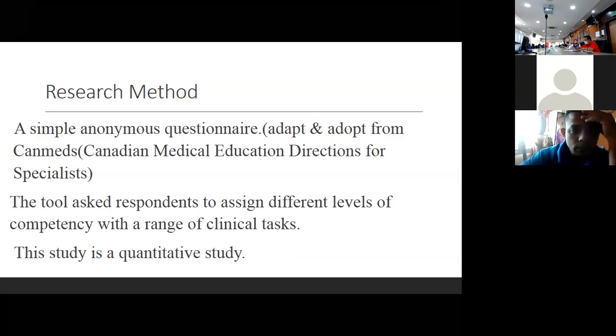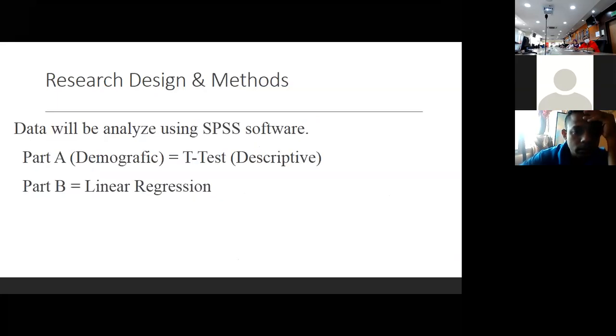Jadi mungkin saya akan guna juga questionnaire yang ni, hard copy. Saya akan dapatkan patient punya daripada hard copy questionnaire. So study saya adalah quantitative study. So saya akan analyze data menggunakan SPSS software.